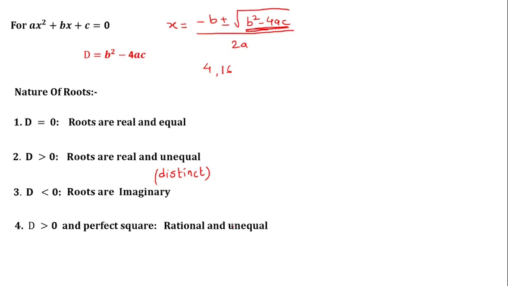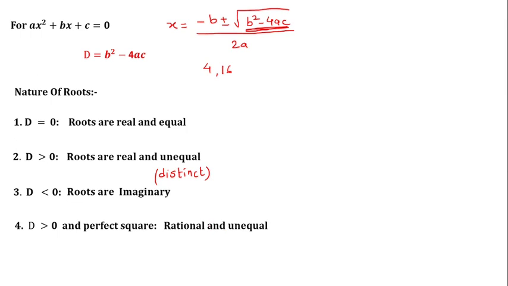I hope you remember the rational numbers. Rational numbers are the numbers in the form of p upon q, where p and q both are integers and q is not equal to 0. So rational and unequal. Unequal means again distinct.